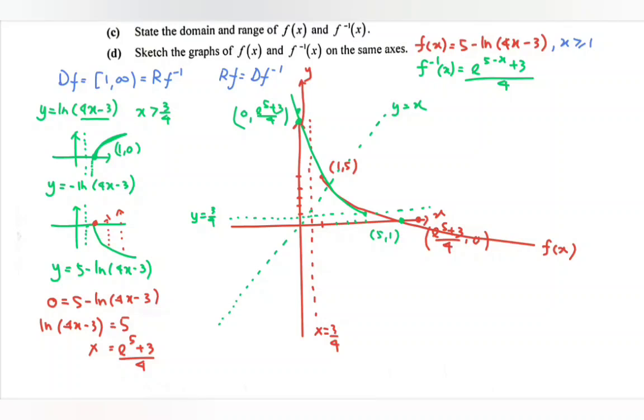So do remember, based on the situation, we must find the range as well. So for the range of f, you may refer to the red in color. The highest will be 5. So domain is 1 until infinity, and the range for f, the highest would be 5. So negative infinity until 5. So that is the answer for the situation given.